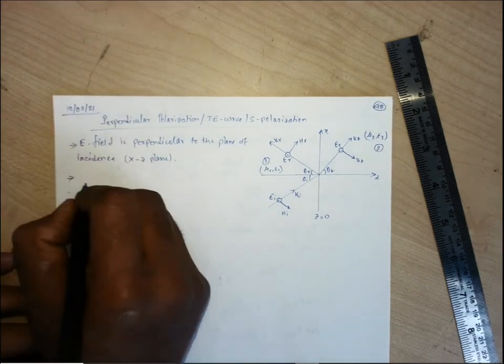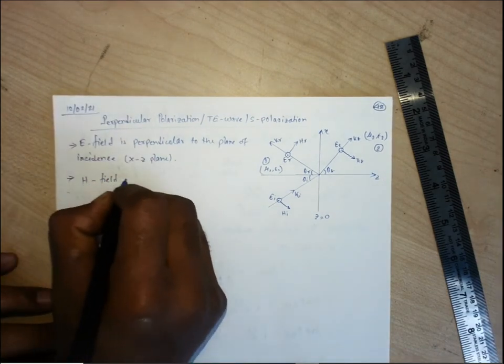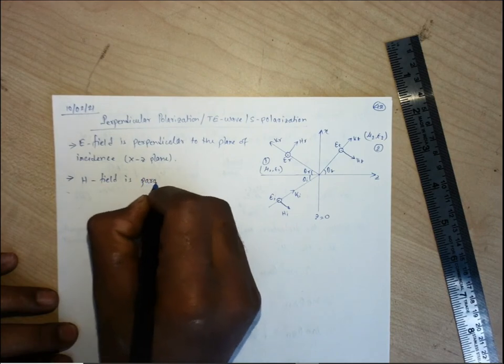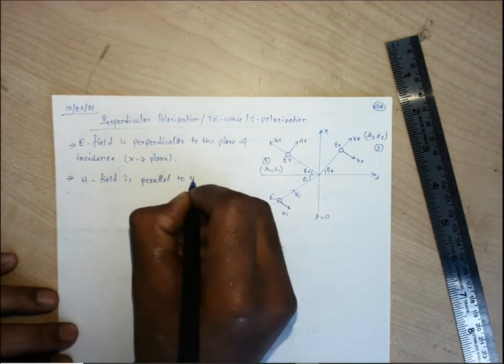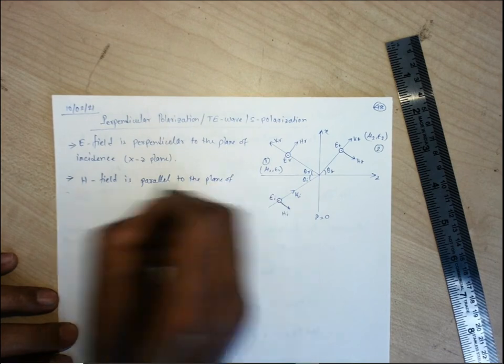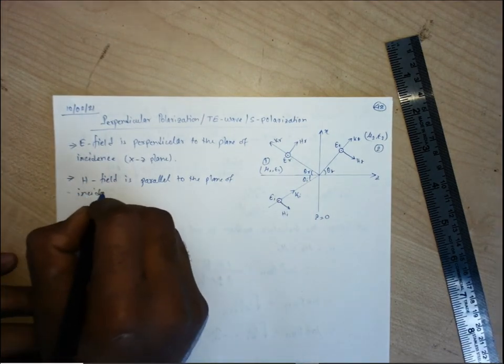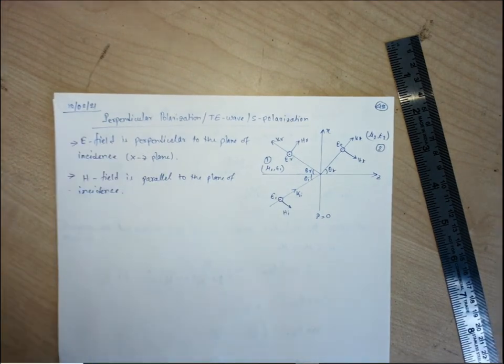The electric field is perpendicular, the magnetic field is parallel to the plane of incidence. So previously it was the opposite. For this case, it is known as perpendicular polarization. So we are segregating the concept with respect to the electric field. If the electric field is parallel to the plane of incidence, that is parallel polarization. If the electric field is perpendicular to the plane of incidence, that is known as perpendicular polarization.